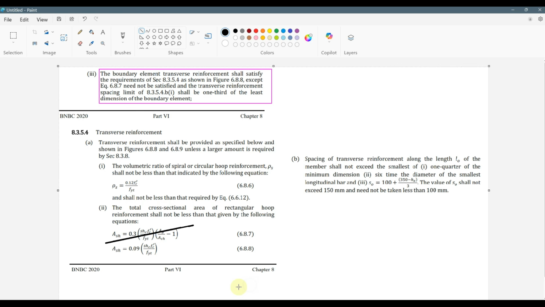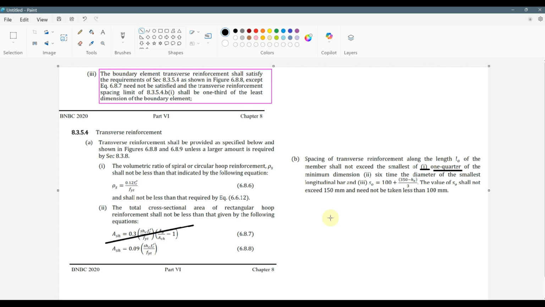And the transverse reinforcement spacing limit of 8354 B1 shall be 1/3 of the least dimension of the boundary element. So this is the B1. Of the B1, it was written here 1/4. However, you can increase it to 1/3. So if your wall dimension is 12 inches, then 1/4 is 3 inches, 12 divided by 4. But the code allows you to divide it by 3. So 12 divided by 3 is 4. So you can provide 4 inches spacing. So there's the boundary elements requirement.